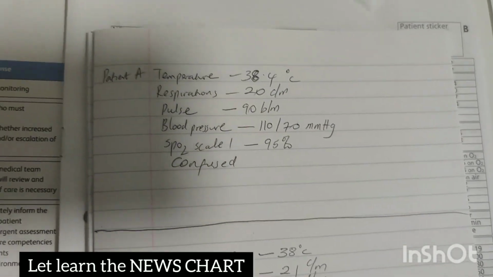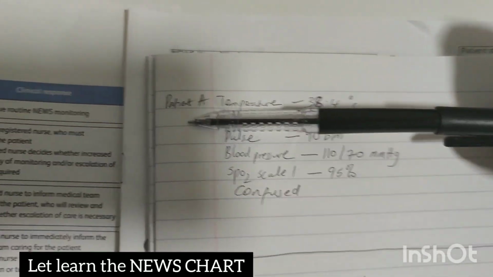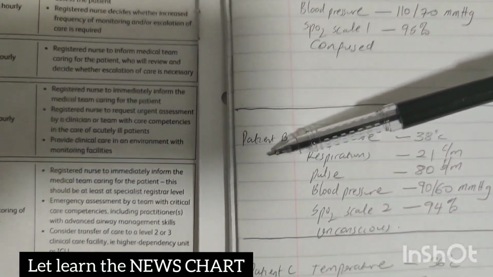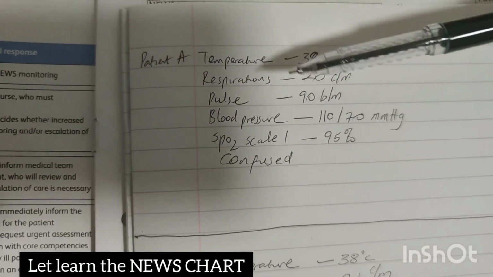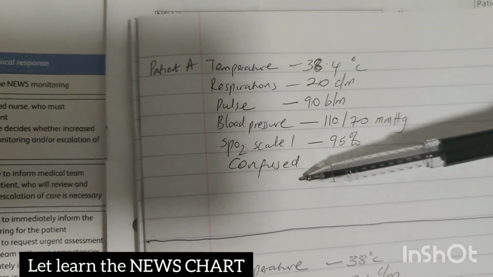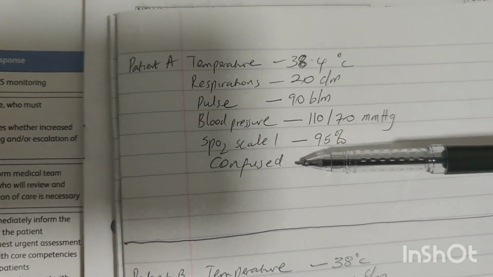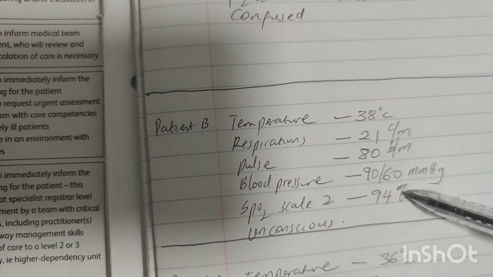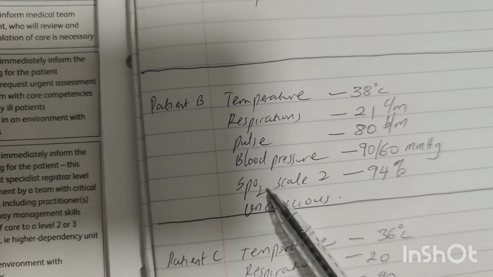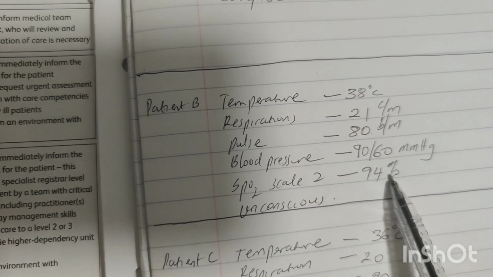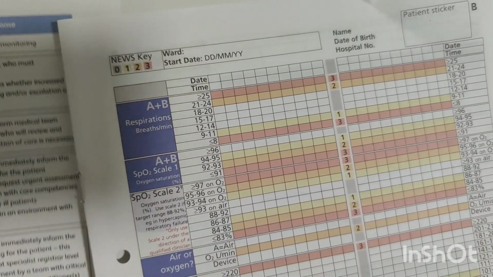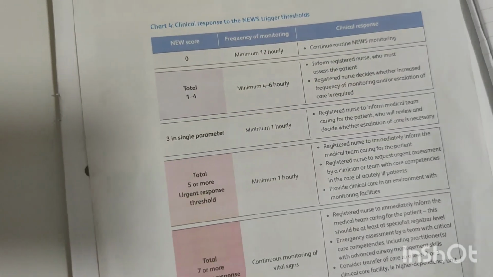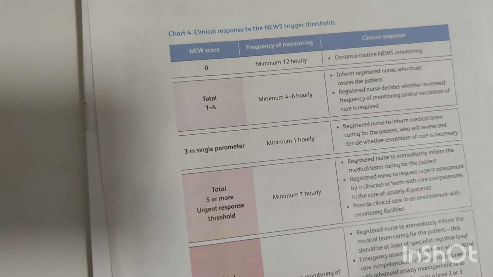So I'll be presenting 3 scenarios. We have patient A, patient B, and patient C. Patient A has these vital signs and is on SpO2 scale 1. Patient is confused. Patient B, these are the vital signs of the patient, and the patient is on SpO2 scale 2. The total NEWS score will determine the appropriate escalation of care you're supposed to take.